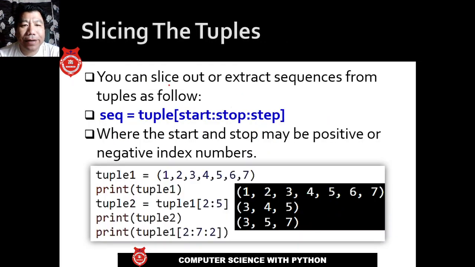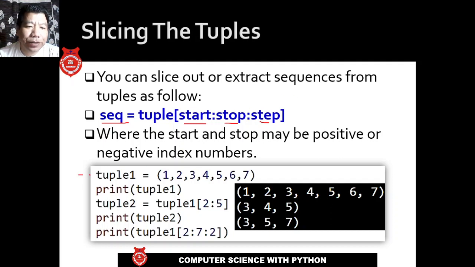You can slice out or cut out or extract sequences from the tuples just like this. You can create a new tuple from the sliced tuple also. Sequence equal to tuple. There will be the start, this will be the starting index, this will be the end index, and this will be the number of steps. The start and stop may be a positive or negative index number. You can move in a positive way or you can move in a negative way.